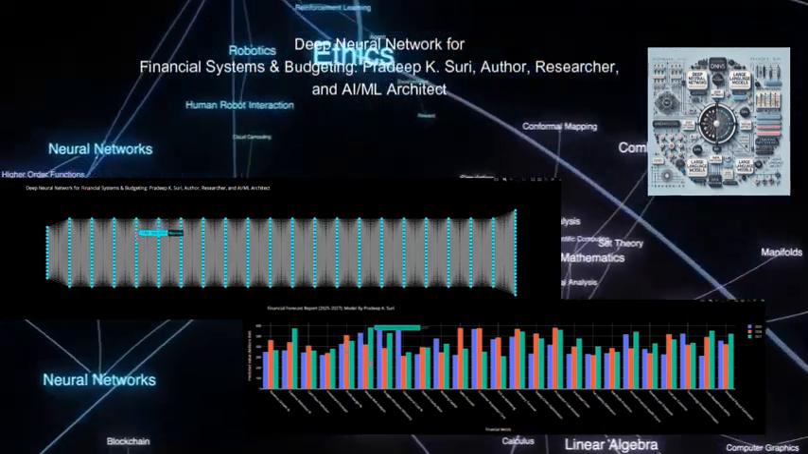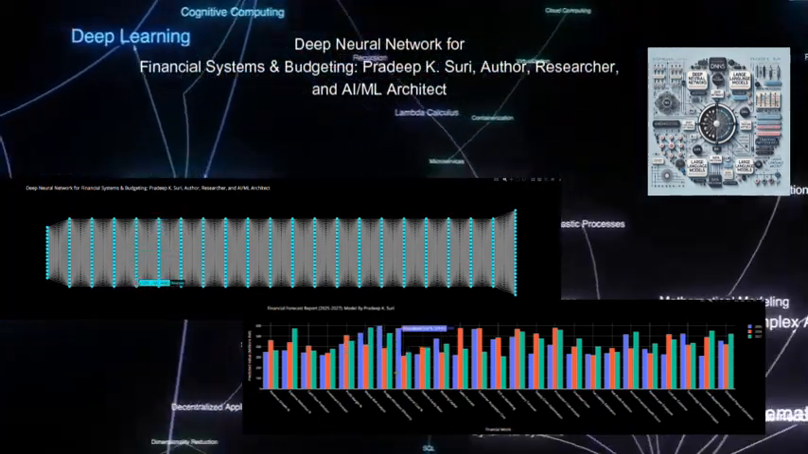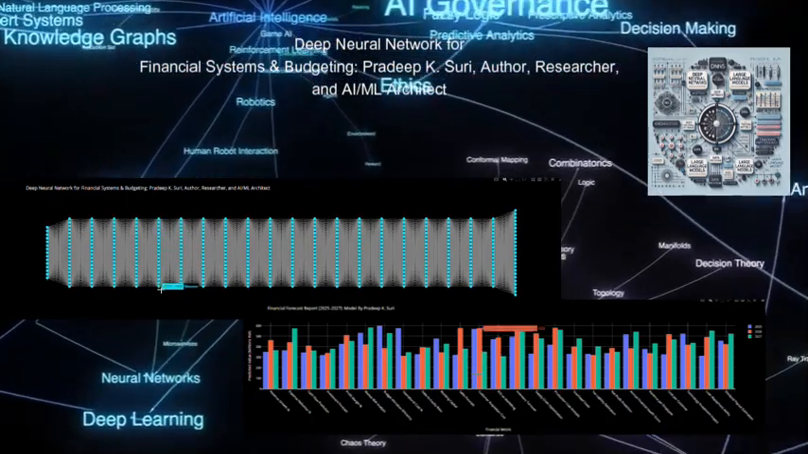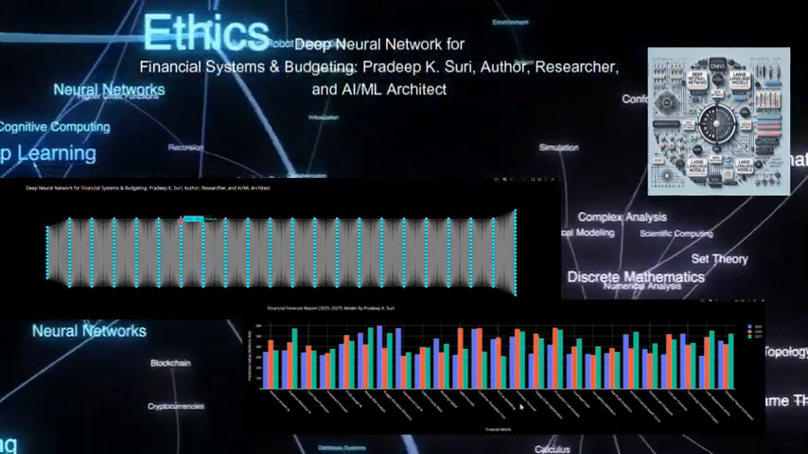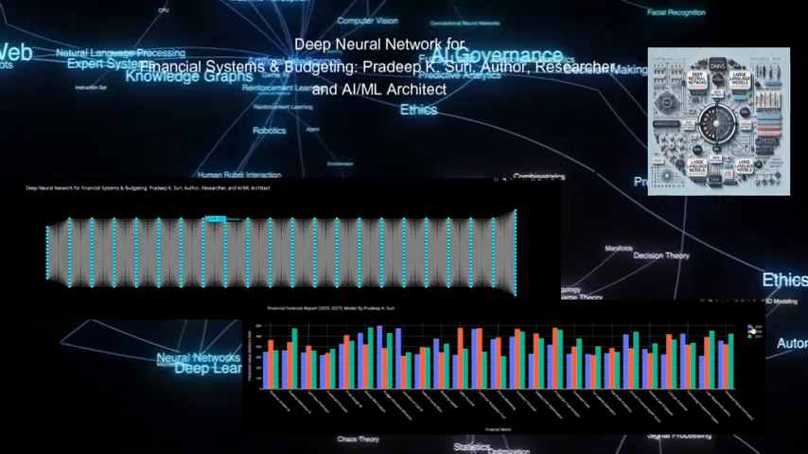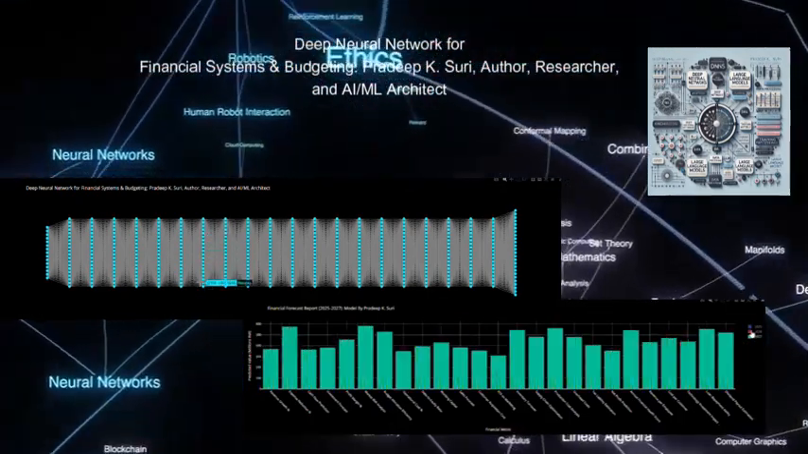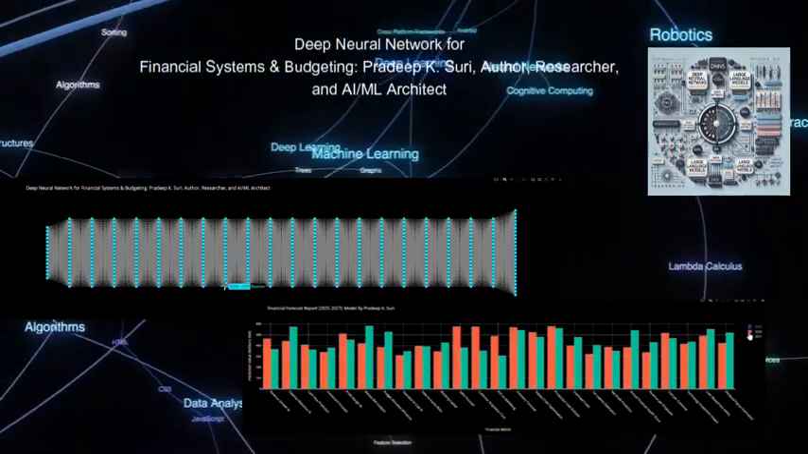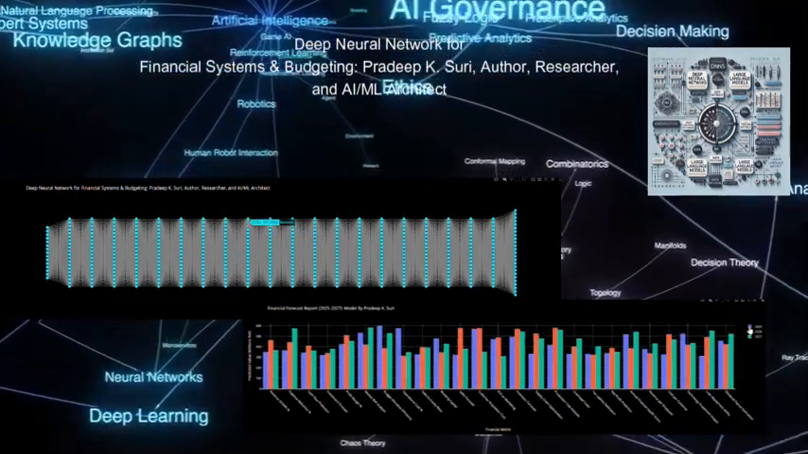2. Deep learning and neural networks. Neural networks are the backbone of deep learning and are categorized into convolutional neural networks, CNNs, used in image recognition and computer vision. Recurrent neural networks, RNNs, used for sequential tasks like speech recognition and time series forecasting.